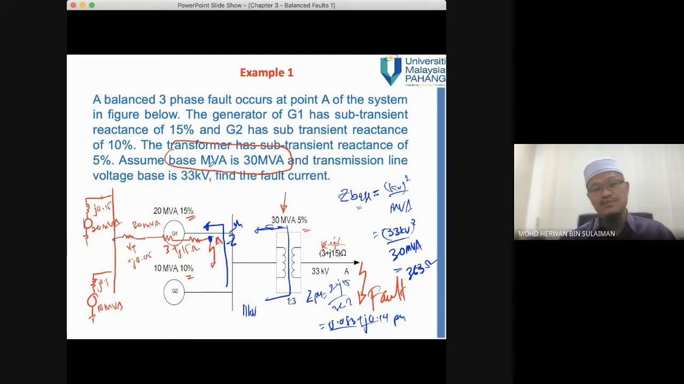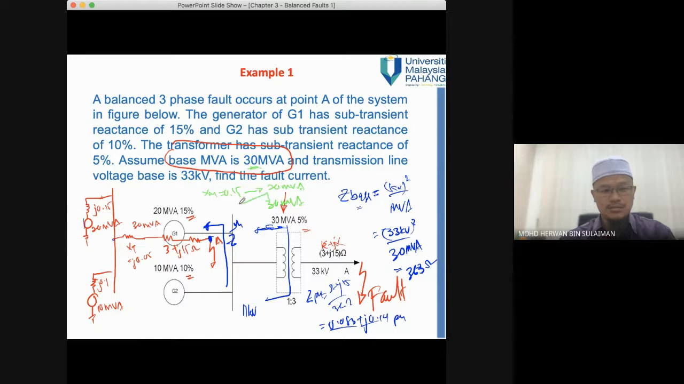Maknanya reference kita siapa? Reference kita yang ditulis sini kita assume 30 MVA dekat transformer lah. So maknanya dekat generator ni kena tukar. Kan? So cara tukar dia ialah you kena refer balik nota dekat EPS dulu, ataupun you boleh cara saya tak suka guna cara senang gini lah. Dekat G1, okay, so G1 X G1 ialah value dia 0.15, sekiranya dia punya base 20 MVA. Sekarang value base kita ialah 30 MVA.